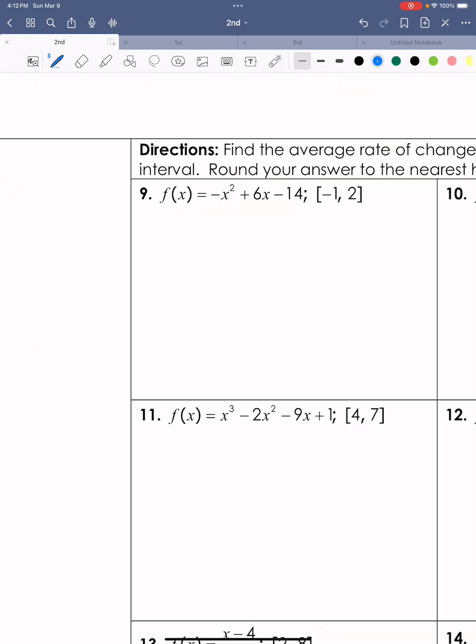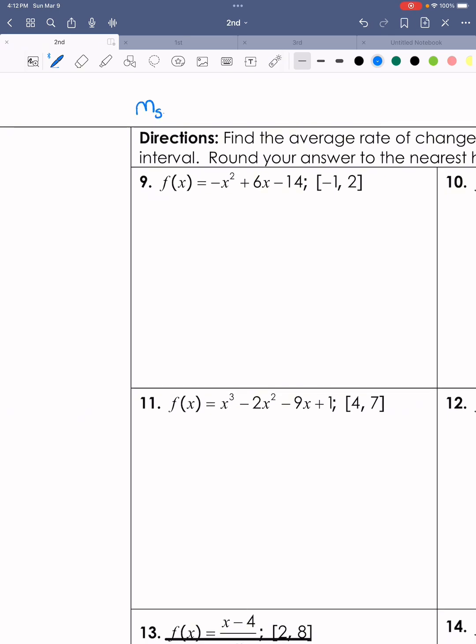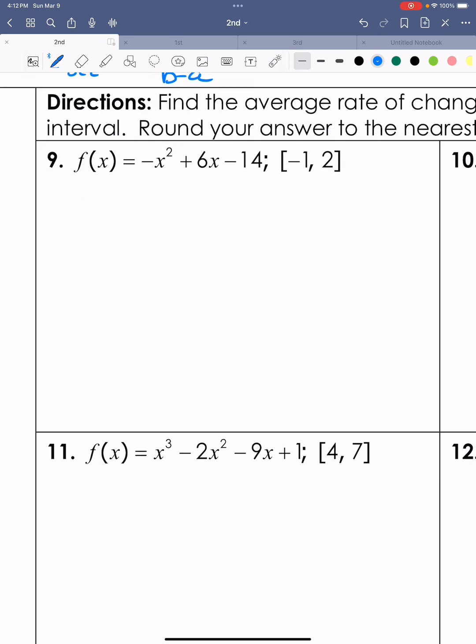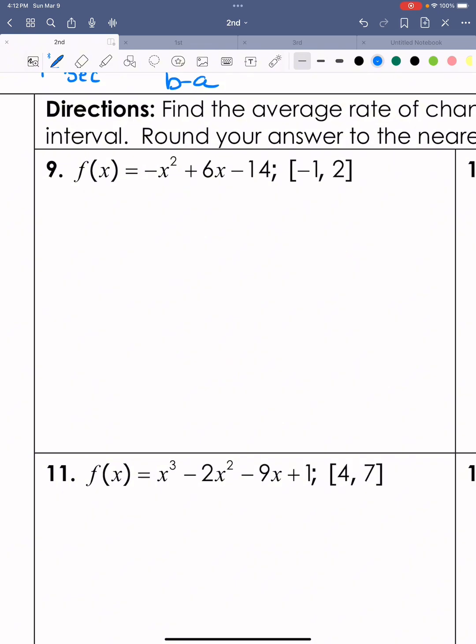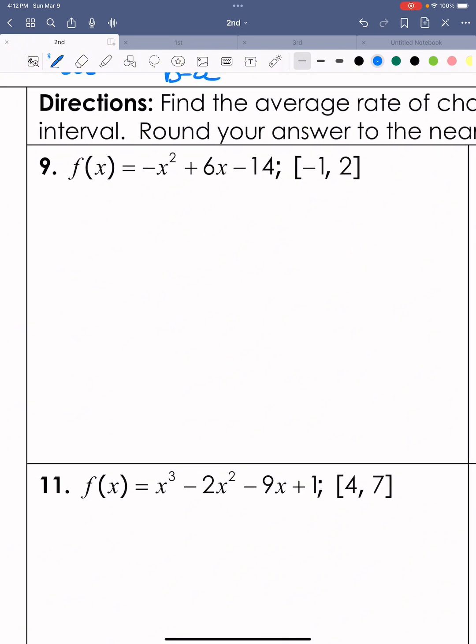Okay, now we're on the next page, and you might want to write your formula up at the top here. The slope of the secant is equal to f of b minus f of a over b minus a. That's what all this is going to revolve around. So first, you may want to do some of this work on scratch paper because I'm going to use the whole box because I do a lot of work.